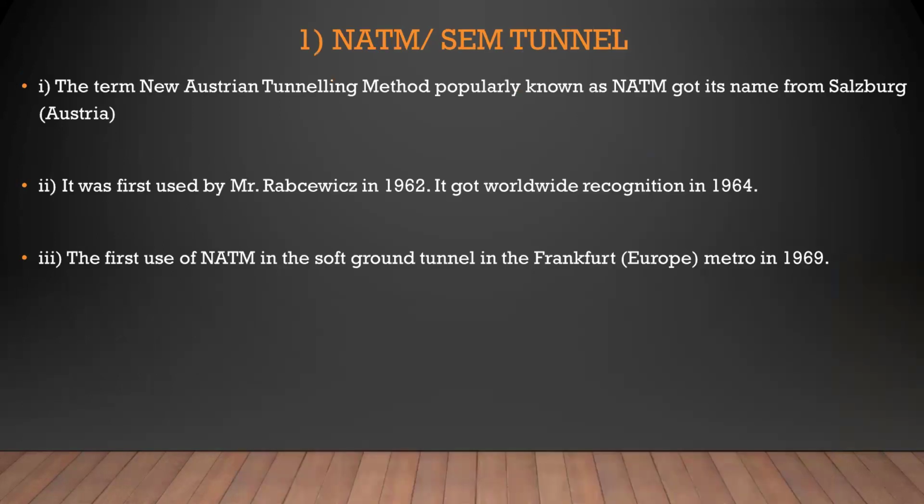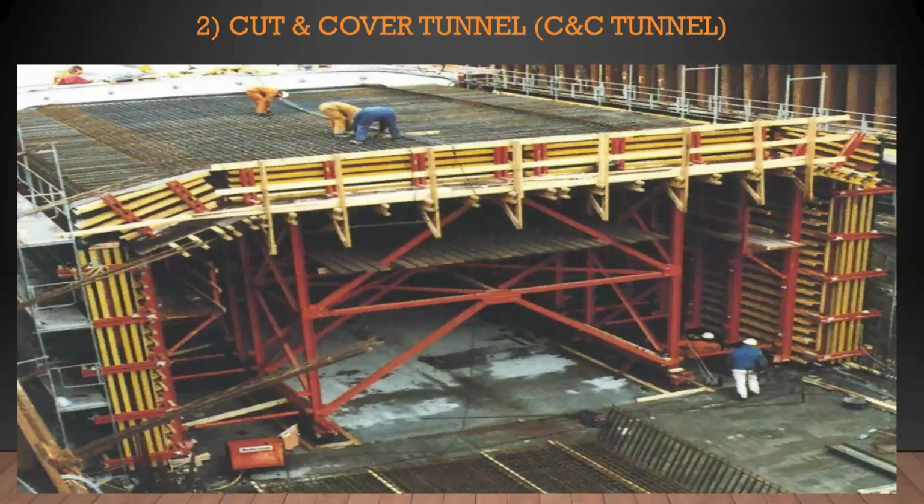The term New Austrian Tunneling Method, popularly known as NATM, got its name from Austria. It was first used by Rabcewicz in 1962. It got worldwide recognition in 1964. The first use of NATM in a soft dome tunnel was in the Frankfurt Metro in 1969.